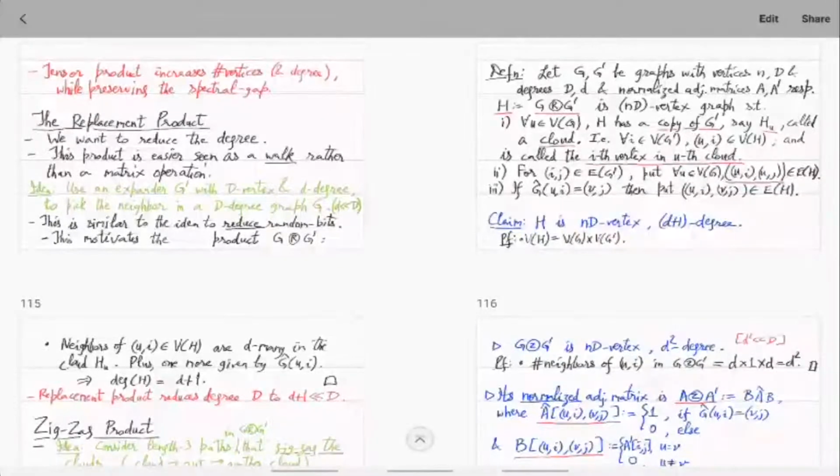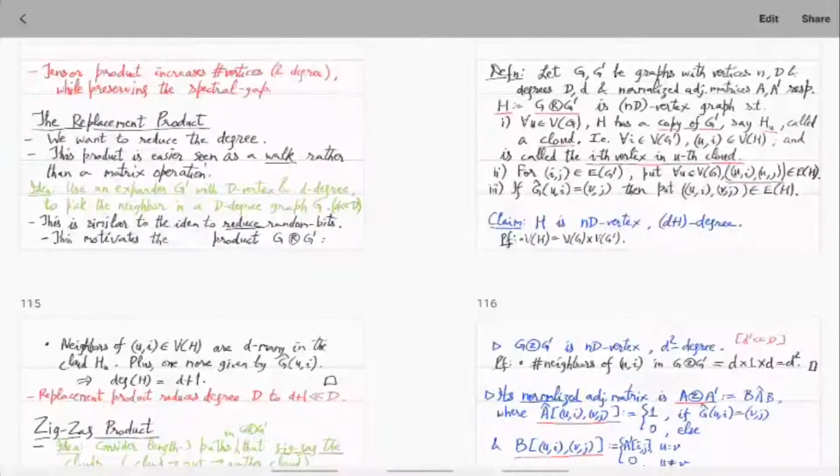So last time we started the zigzag product. For that, let us recall the replacement product, which is used to reduce the degree that has grown because of the earlier products. What you do to reduce the degree is you take this replacement product with a graph G prime, where in G prime the number of vertices is equal to the degree of G, and the degree of G prime is much smaller. Okay, so we used big D and small d.